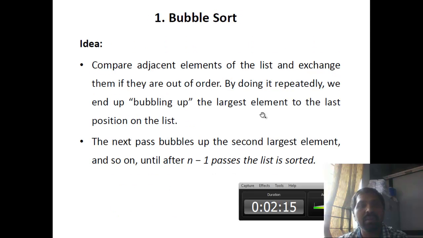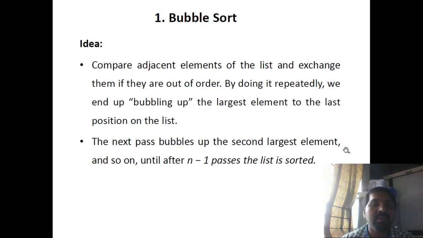Here, first we'll see the bubble sort. The bubble sort idea: compare adjacent elements of the list and exchange them if they are out of order. Suppose we are taking the first two elements. If these two elements are out of order, then we can exchange them. In the same way, we repeat this process for every two adjacent elements. By doing it repeatedly, we end up bubbling up the largest element to the last position on the list.